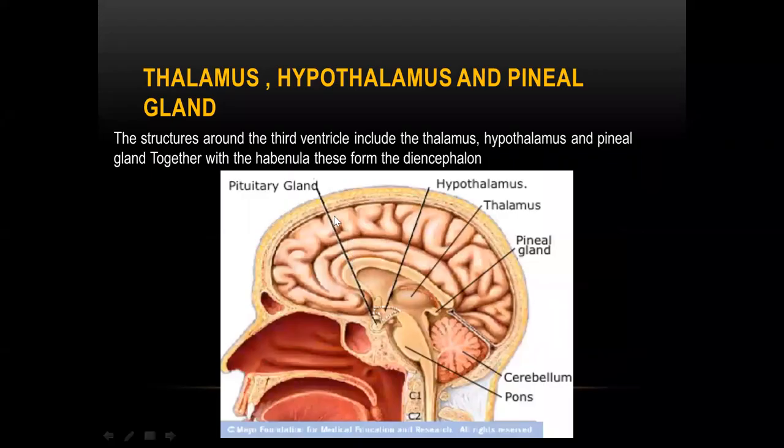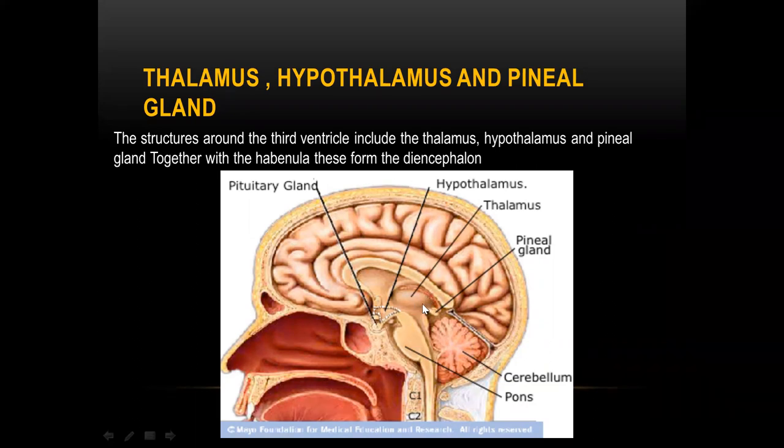After finishing the basal ganglia, now we start to talk about the thalamus, hypothalamus, and pineal gland. These structures located around the third ventricle include the thalamus, hypothalamus, and pineal gland. Together with the habenula, these form the diencephalon.